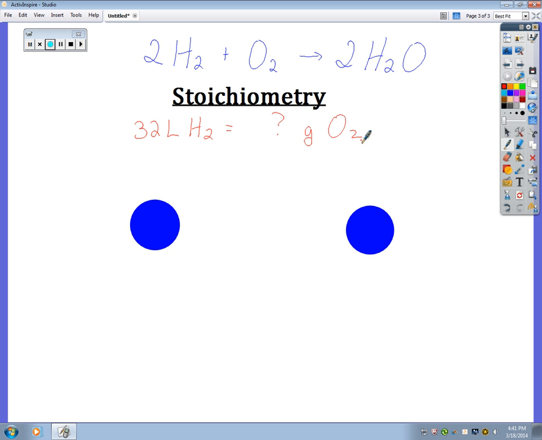What do you notice? You have 2 separate entities. You're starting with 1. So what are you starting with here? Hydrogen is what you know, and oxygen is what you want to find, don't you? Okay. So you underline what you know. So you write 32 liters of hydrogen. And over here you say how many grams of oxygen.